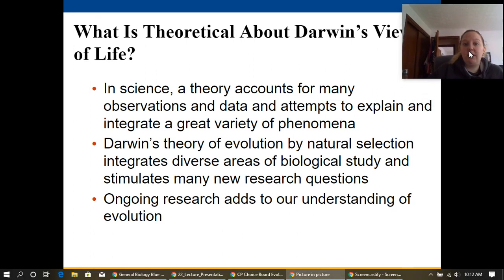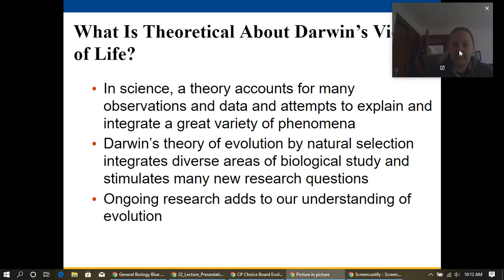So, what is so theoretical about Darwin's view of life? In science, a theory accounts for many observations and data and attempts to explain and integrate a great variety of phenomena. Pretty much the whole concept of science is phenomena. So how are we explaining the things that are happening? Darwin's theory of evolution by natural selection integrates a diverse area of biology study and stimulates many new research questions. Ongoing research adds to our understanding of evolution, and obviously this is just the theory of evolution. We are constantly adding and changing to that theory.